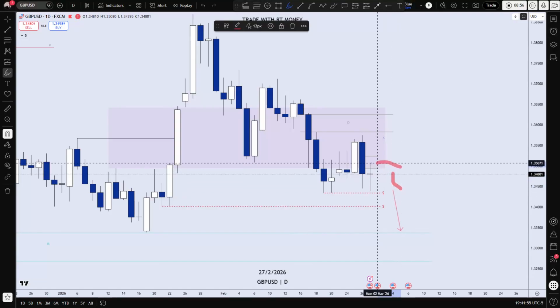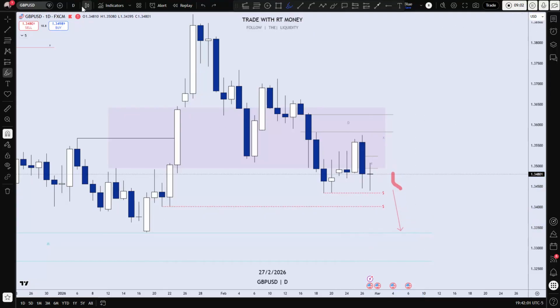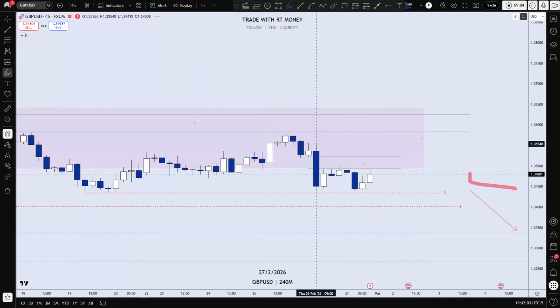get the formation of a sell model here. I would love to take it down here. Yes, I would. Okay. Now, if we go to the 4 hour, we're going to show you exactly what I'm talking about.